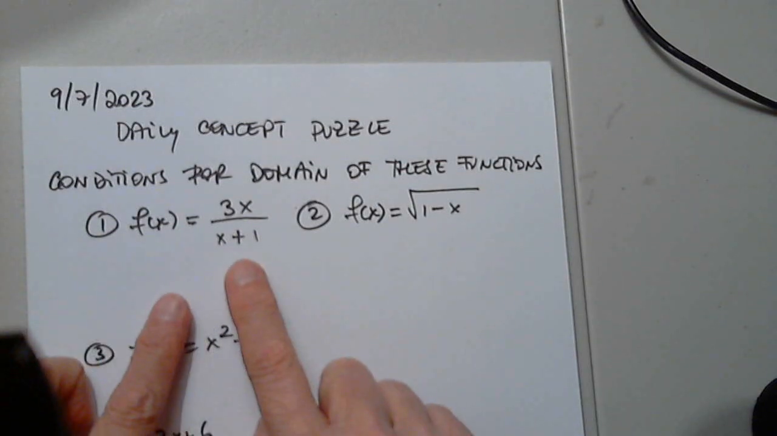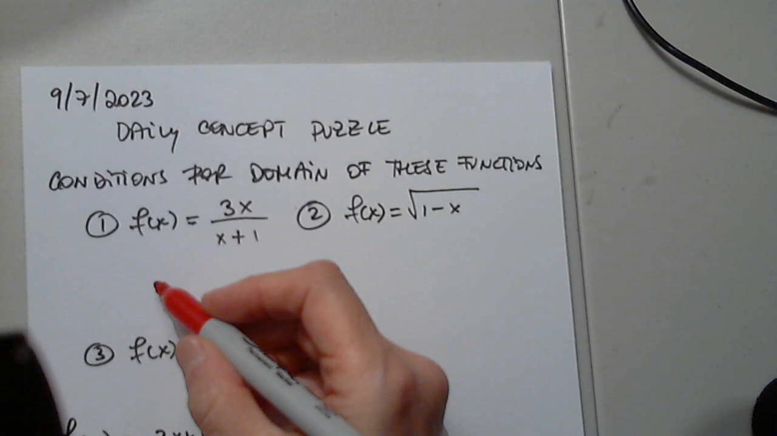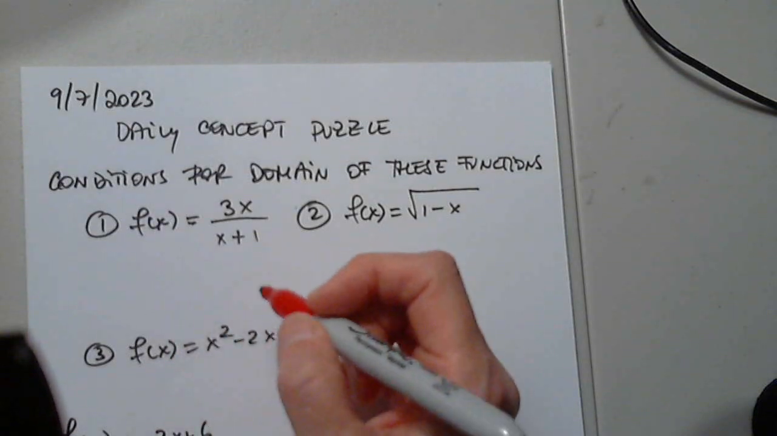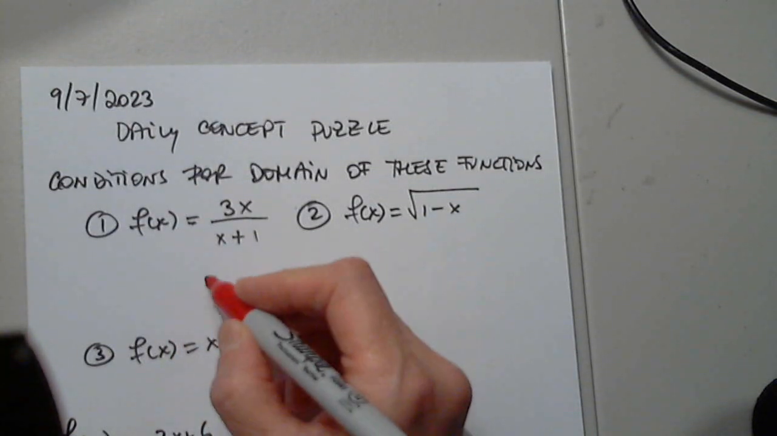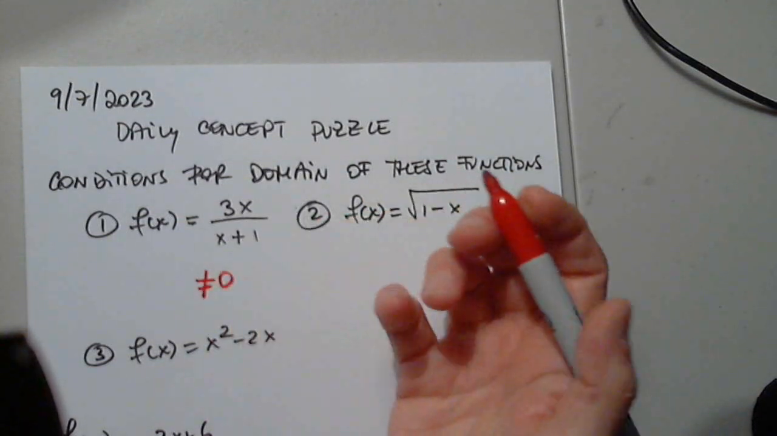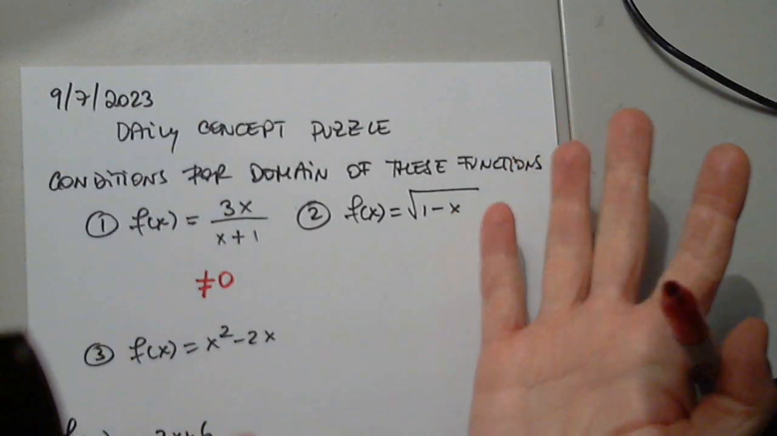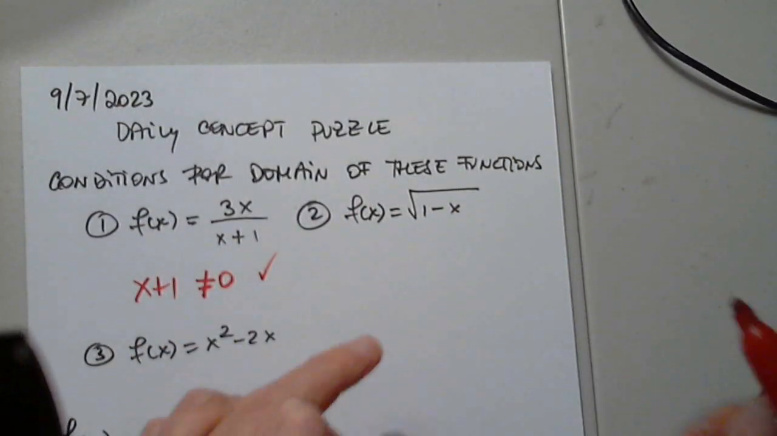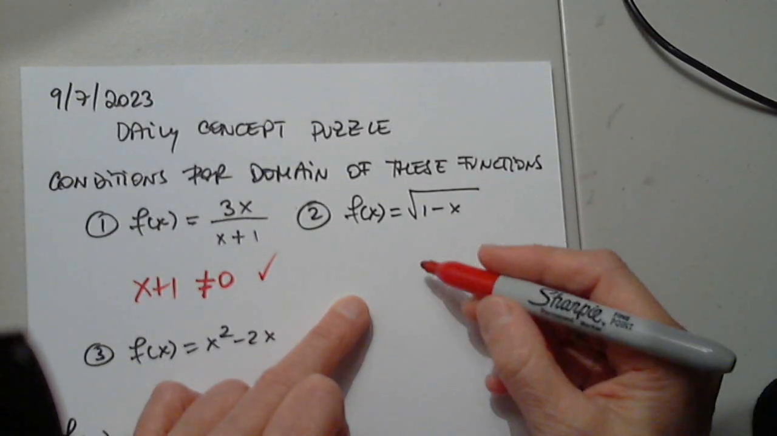So what is the condition for the first one? Rakita, can you say that again? Cannot be 0. The denominator. Excellent. Yes, perfect. That's done. What about for number 2? Perfect. Awesome. That's all I needed.